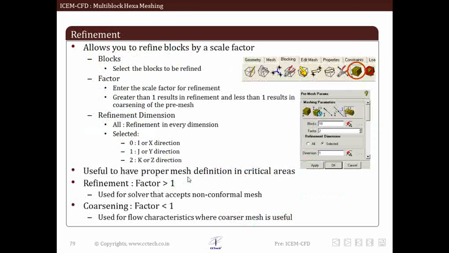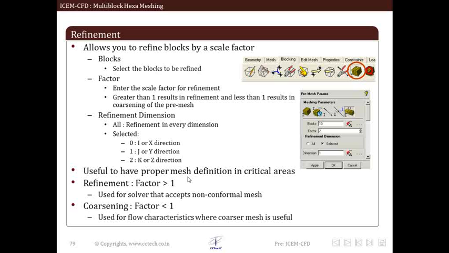The last option in the Premesh Parameters tab is Refinement. The Refinement option allows us to refine either all blocks or any single block that we want. It refines blocks by a scale factor. A value greater than 1 will result in refinement, while a value less than 1 will result in coarsening of the premesh. If the all option is selected, blocks will be refined in every dimension.